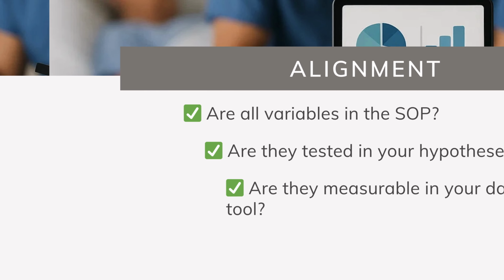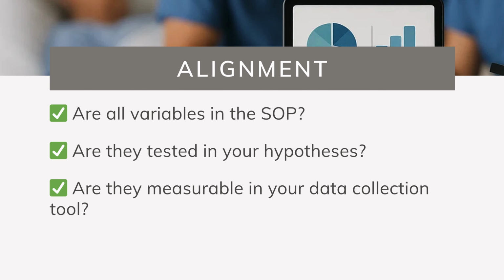To make it simpler, go through this checklist before finalizing your framework. Are all variables in the SOP? Are they tested in the hypothesis? Are they measurable in the data collection tool? If yes, your framework is aligned and defensible. If not, revise until it is.